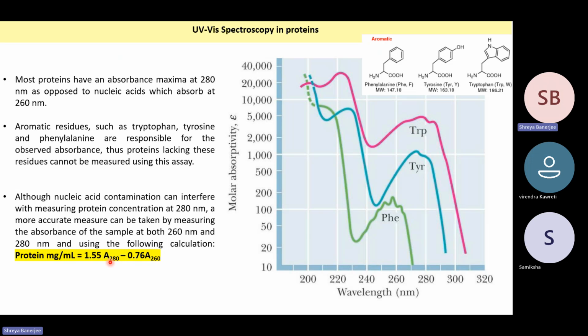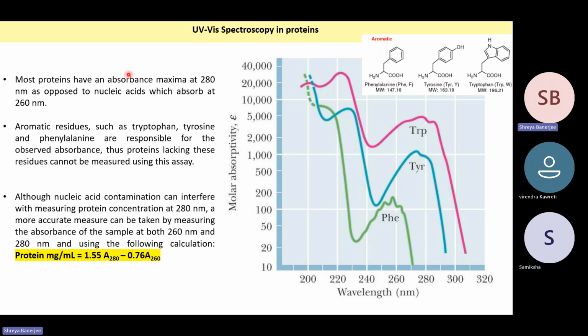Basically, in a cell you have both nucleic acid and protein. The protein will absorb at 280 nanometer and nucleic acid will absorb at 260 nanometer. How this formula has been derived, I also don't know, but they have seen that if you pass light through the cell and look at the absorbance at these two wavelengths and subtract them, you will get the concentration of the protein in mg per ml.